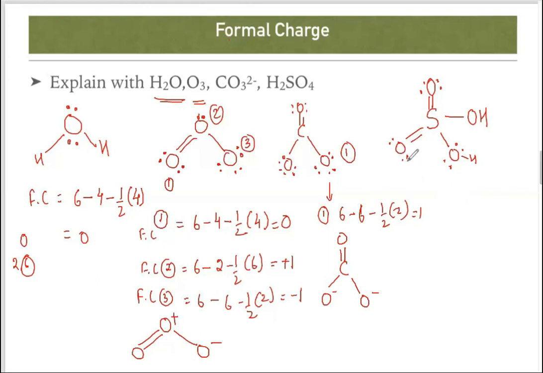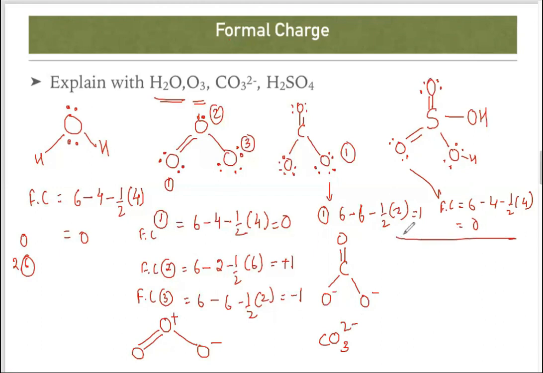As you already know that this one will have, so that is Fc is equal to 6 minus 4 minus 1 by 2, 4. So that will be 0. That means this is 0, this is 0. Whole molecule is neutral. This is positive, here it is negative. Whole molecule is neutral. But here you see, as there are two charges, so what happens? That's why we are generally writing CO3 2 minus whole charge.